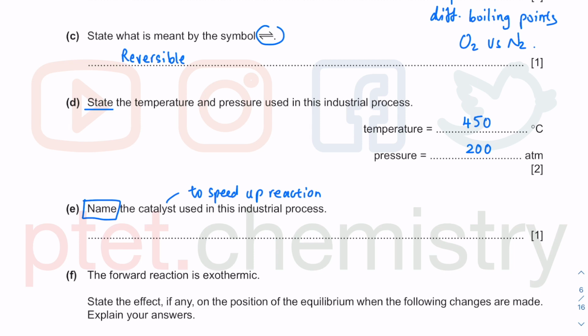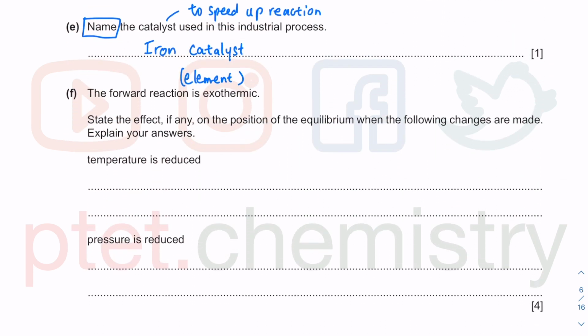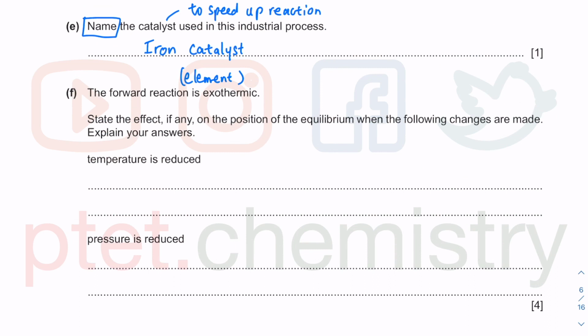In this Haber process, they want the name, they don't want the formula. This is just iron as an element. Iron as an element, not as a compound. Finely divided iron catalyst there. In part F, this is about reversible changes. So if the forward reaction is exothermic, it means that it releases heat to the surroundings. Releasing heat to the surroundings means the surroundings will get hotter, the temperature of the surroundings will increase.